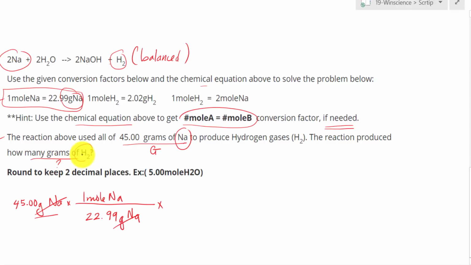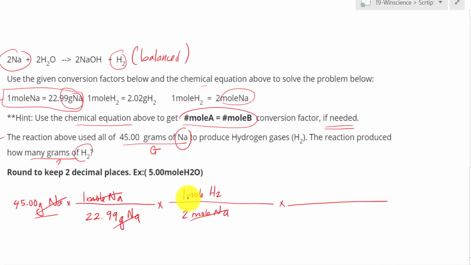We don't have grams of H2 yet, so we have to multiply by another conversion factor. In this case, what do we have? Moles of Na. Which one has moles of Na? This one has moles of Na. So we're going to multiply by that one. And if this is not given to us, we can solve it: 2 moles of Na equal to 1 mole of hydrogen. That's pretty easy. So now we have 2 moles of Na, which is sodium, and the top part must be 1 mole of hydrogen. Notice how moles of sodium, or Na, cancel out.